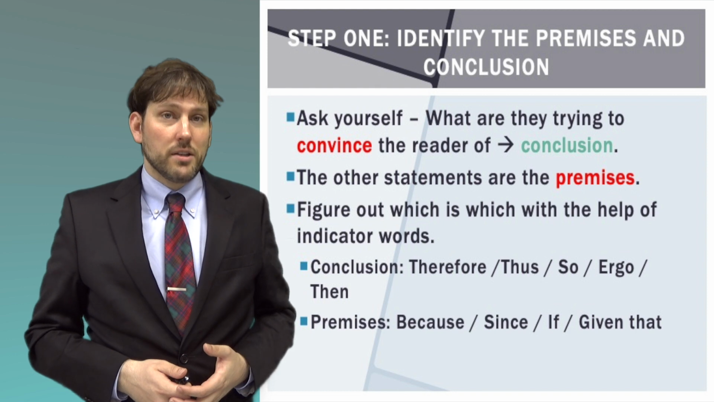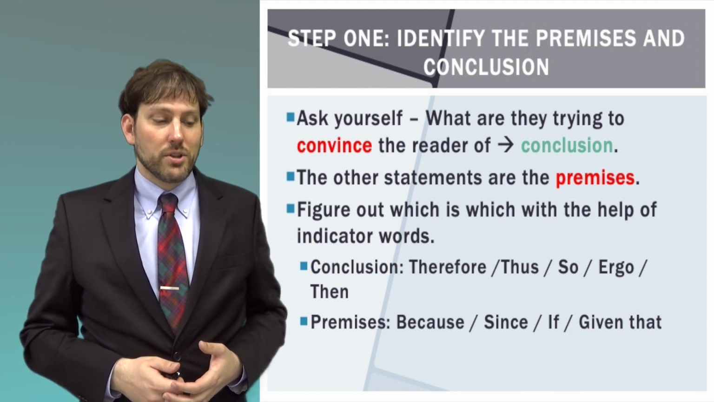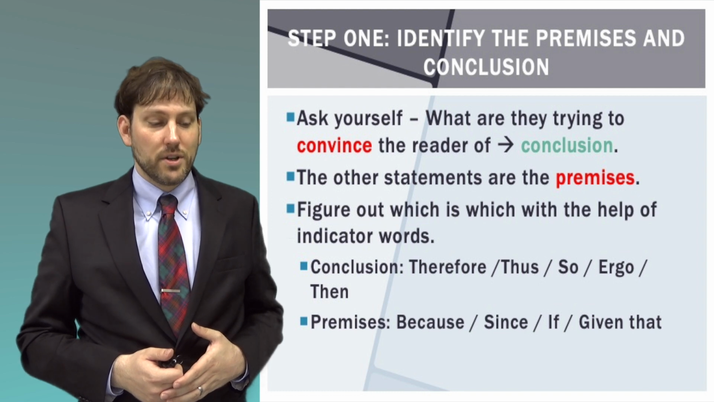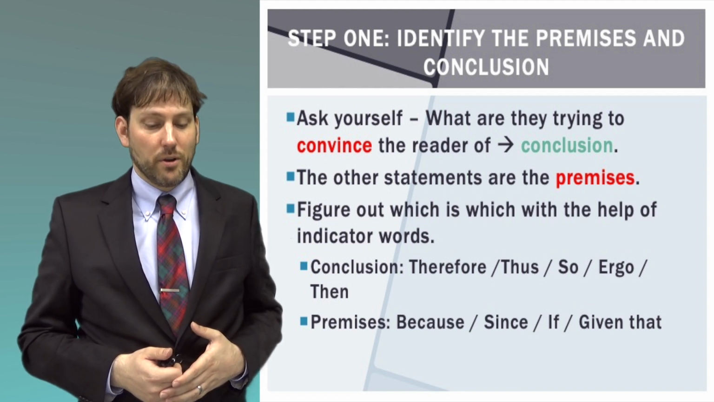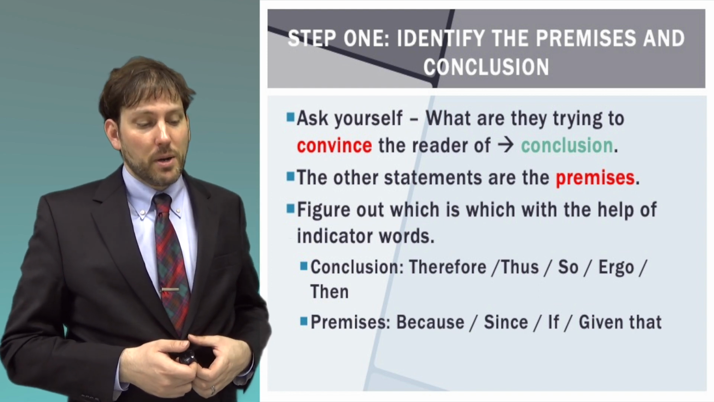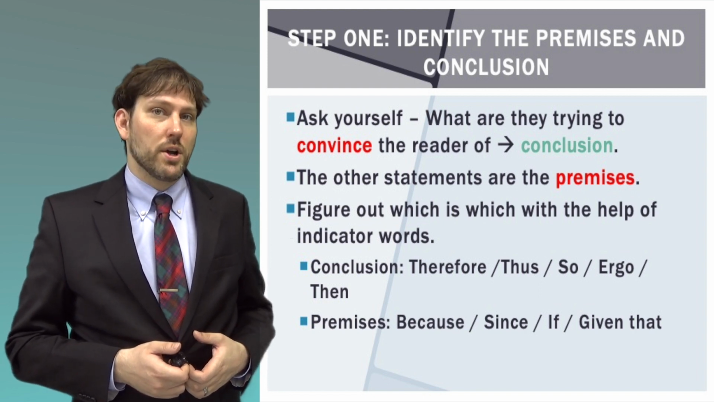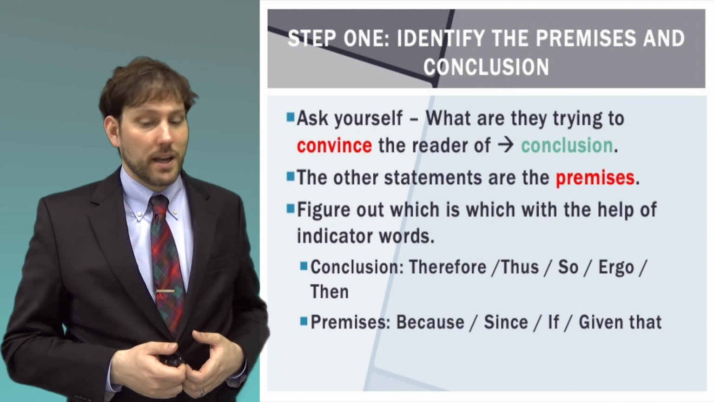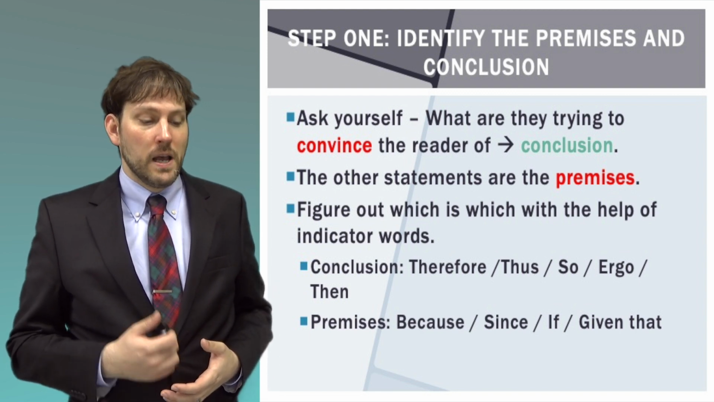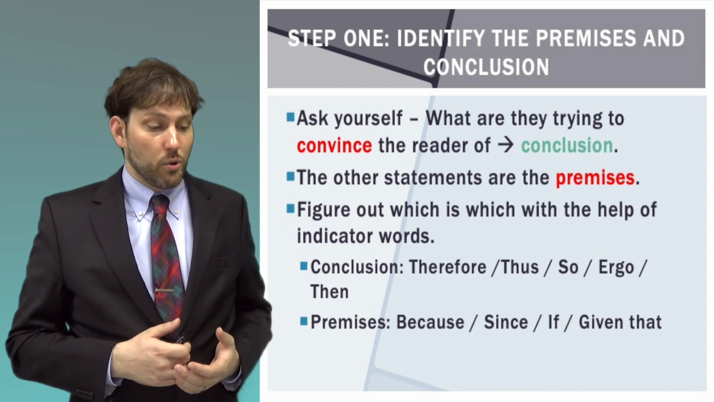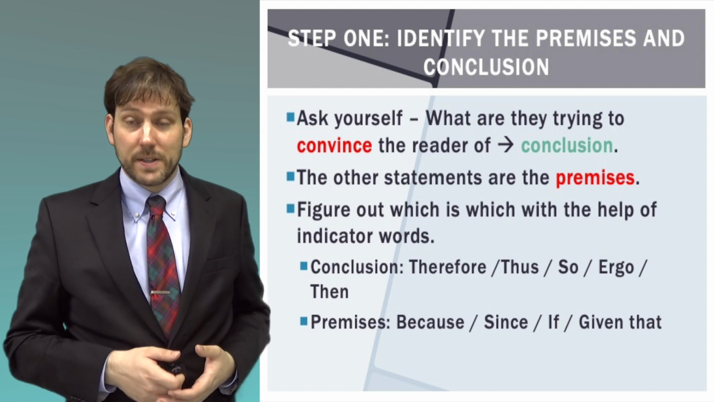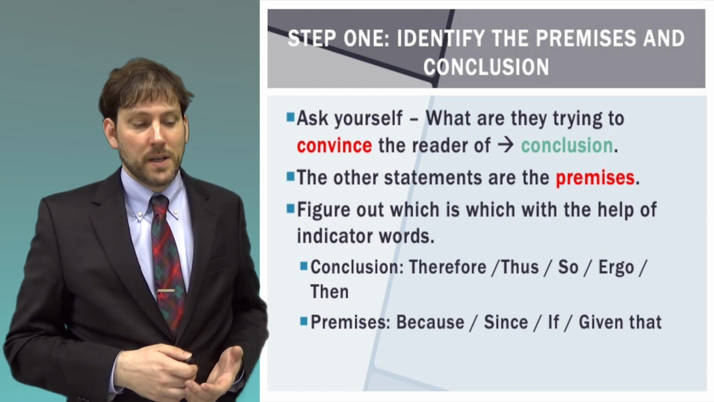So, I explained that the first step in dealing with an argument, especially when evaluating an argument, is to ask yourself what they're trying to convince the reader of. This is going to be their conclusion. The other statements will be premises. Figure out which ones are which using the help of indicator words. So indicator words for the conclusion could be words like therefore, thus, so, ergo, or then. Premises can be indicated by things like because, since, if, and given that.